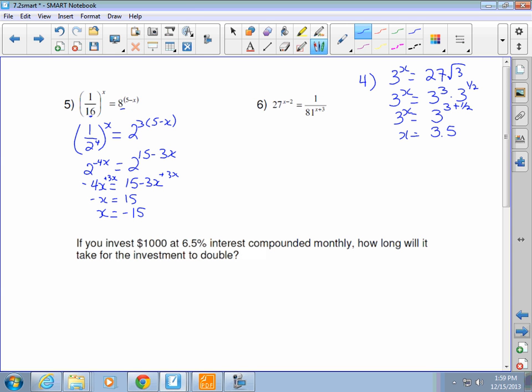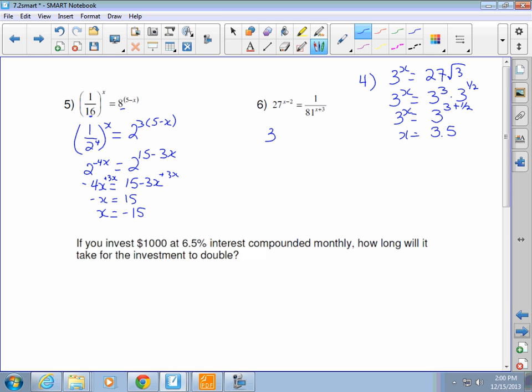Number 6, 27 to the power of x minus 2 over 1 over 81 to the power of x plus 3. So again, you have to think, okay, what base do I have that goes into both 27 and 81? This is where using those charts will come in handy, because you can find 27 and 81 in the answer part and then see where they are both under the same base. In this case, 27 will only show up under the 3, 81 will show up under 3 and 9. So they're common under the 3, so we'll use the base of 3.